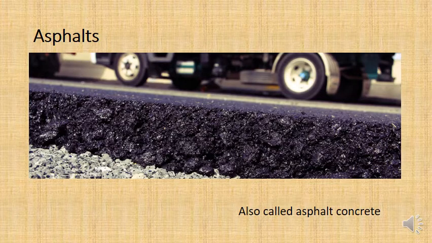So let's now talk about asphalts here a little bit more in depth. So remember, asphalt is basically a mixture of bitumen with aggregate. Just as concrete was a mixture of cement with aggregate, asphalt is a mixture of aggregate with bitumen. Sometimes asphalt is called asphaltic concrete, but this is what we mean.